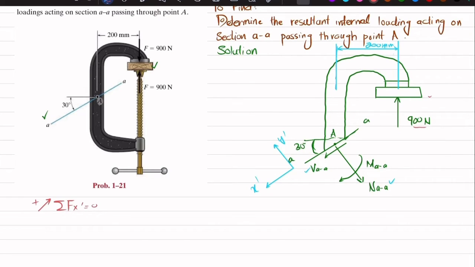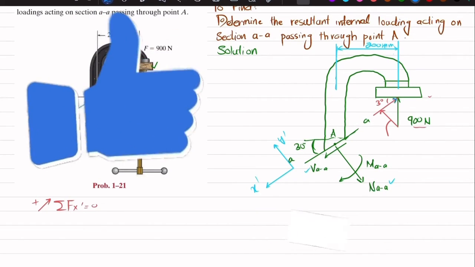If I draw a line at 30 degrees with the horizontal, this 900 will have two components. One is this component, which we will talk about, and the second one is this component.